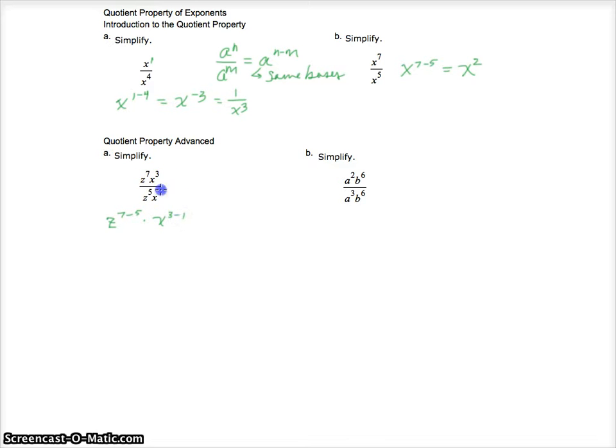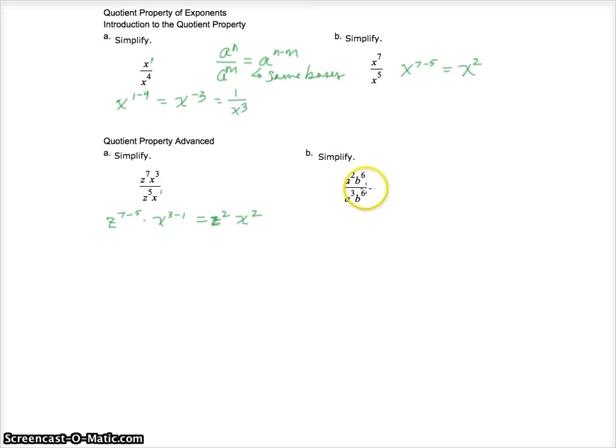Any variable without an exponent is a 1. This simplifies to z squared x squared. And it's that simple. Just make sure we write them out as normal values instead of as quotient values.